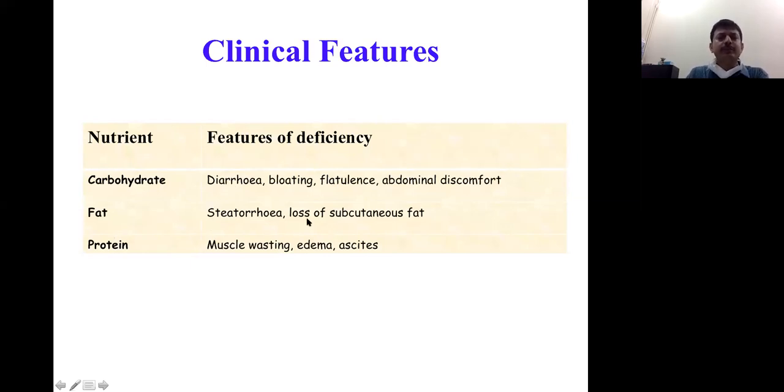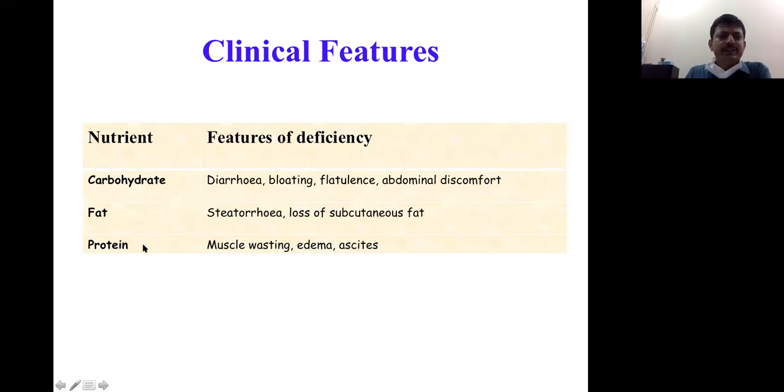There will be loss of subcutaneous fat on examination. If there is protein malabsorption, this will lead to the wasting of muscle. There will be low albumin, so patient will have edema, sometimes even ascites. So if you know the major nutrients, you'll be easily able to understand what are the features to ask for the major ones.